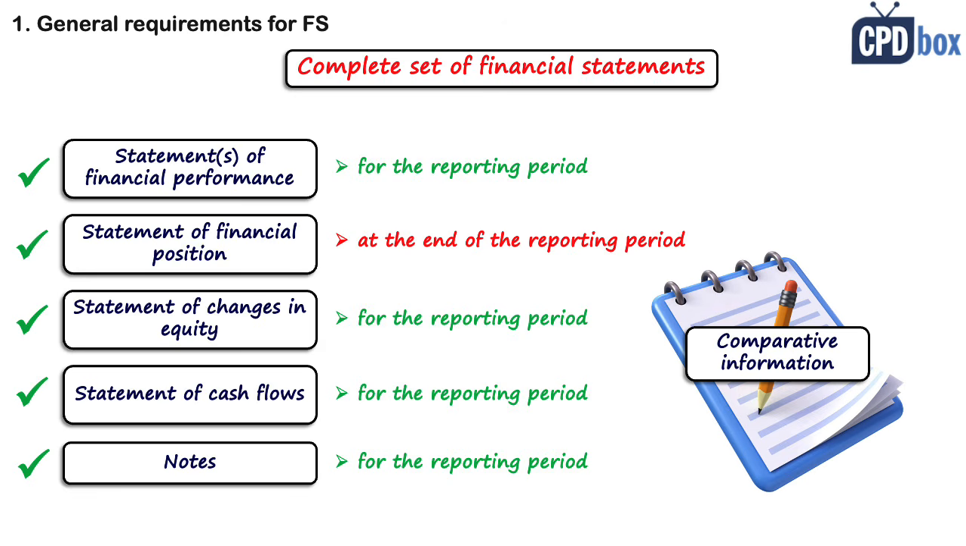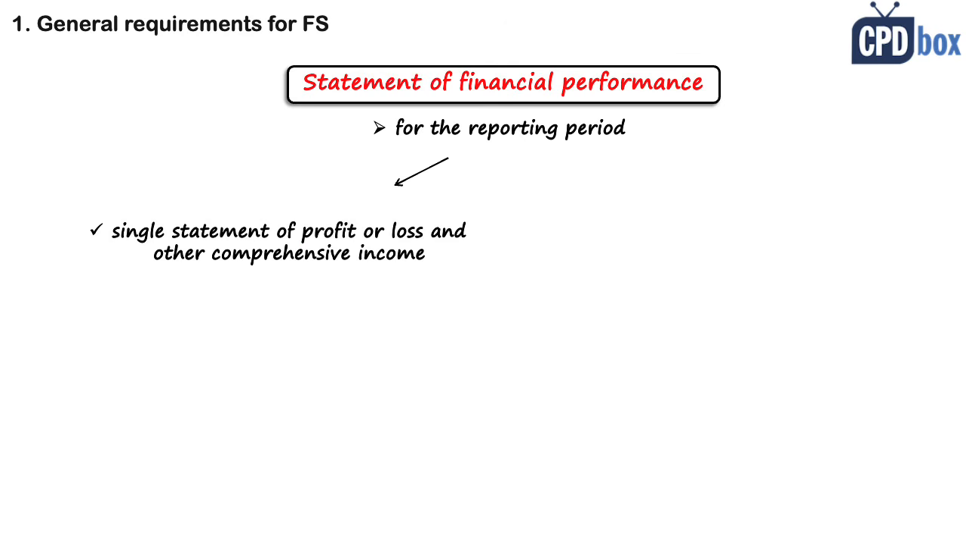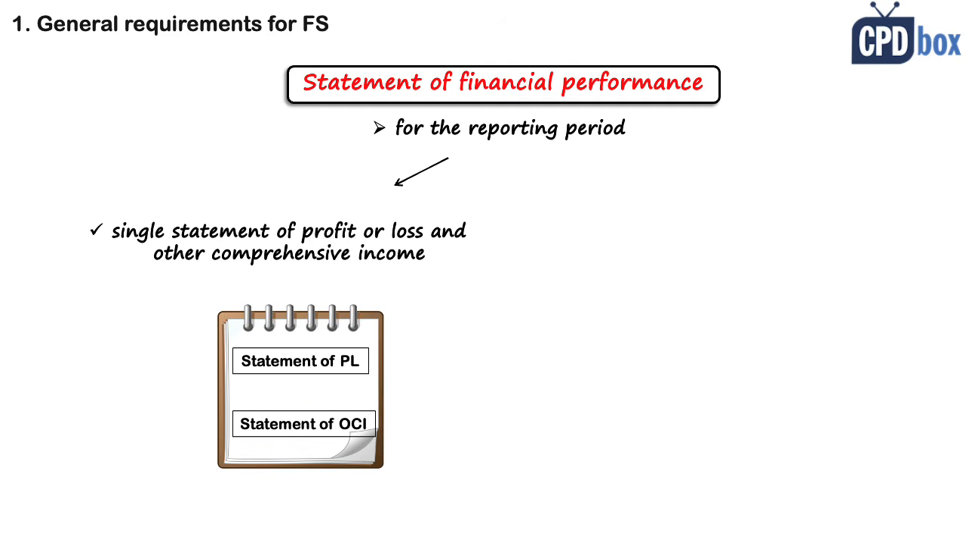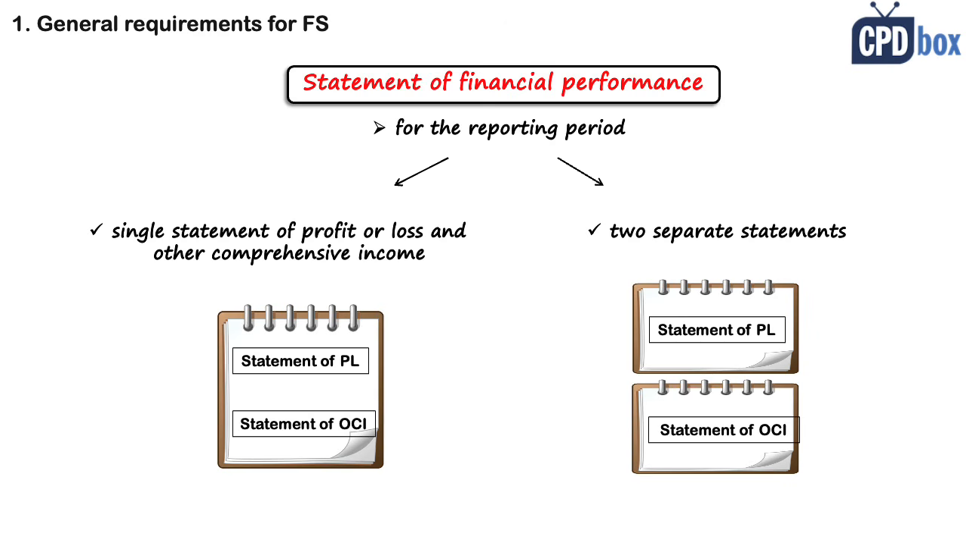Also, we have to state the comparative information and the third balance sheet if necessary under the circumstances. When it comes to the statement or statements of financial performance, you have two options. Either present it as a single statement with two sections, one for profit or loss and one for other comprehensive income, or as two separate statements, one for profit or loss and one for the other comprehensive income, your choice.